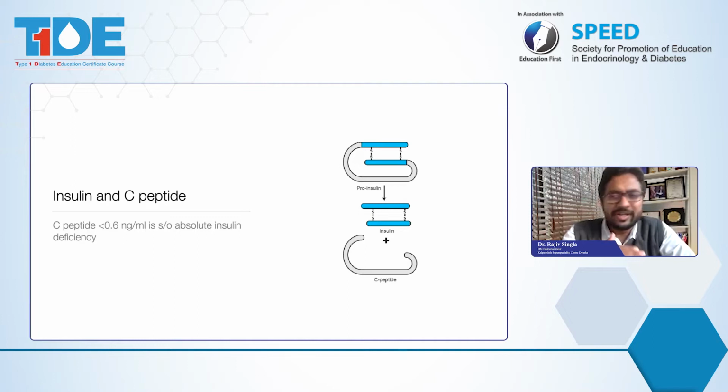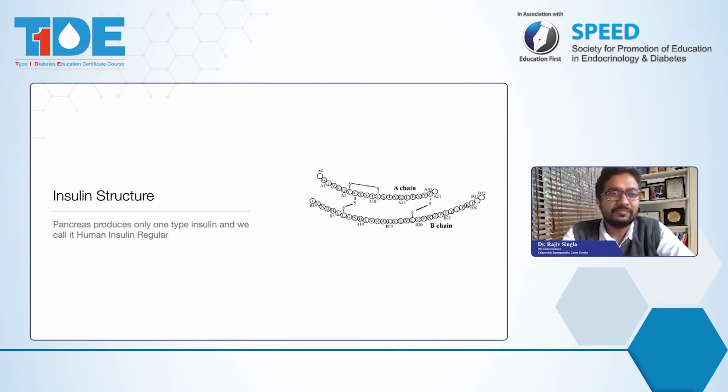So if you want to really differentiate between somebody having type 1 diabetes and type 2 diabetes, ideally their C-peptide should be done before they are started on insulin, not after they are on insulin.